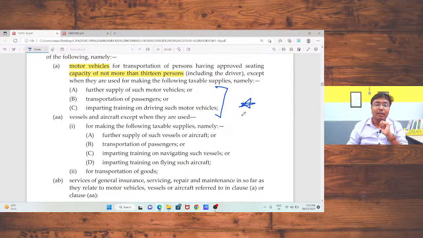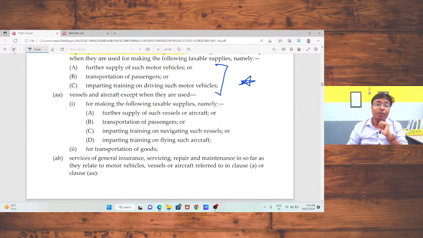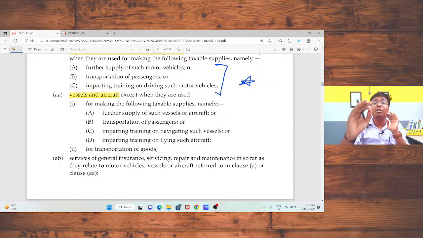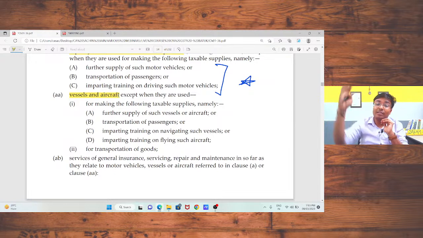Now, vessels and aircraft. If you are going to buy any vessel and aircraft, in that case input tax credit related to that vessel and aircraft is also not available to you. You are not eligible to claim that input tax credit. But you are eligible to take the input tax credit for that vessel and aircraft if you are going to use that vessel and aircraft for further supply.